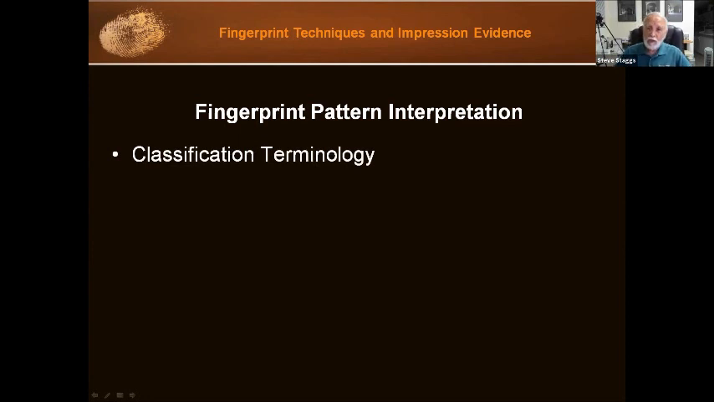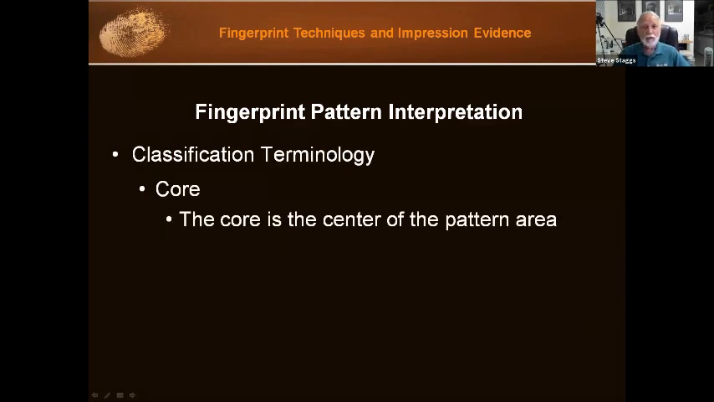Now, before we get into those different types, let's talk about a little terminology here. A couple of things we need to know as we are discussing the types. It'll make it more understandable. There are the 2 main things. The core. The core is the center of the pattern area. And I'll show you an example of that in a moment.